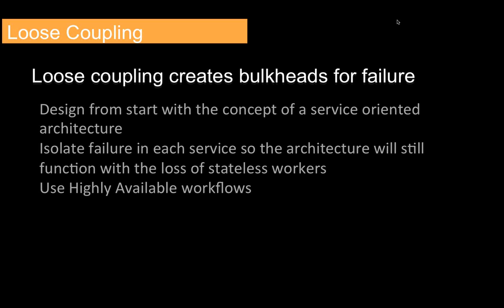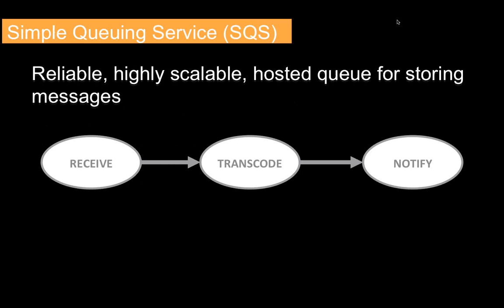So what's an example of this? An example of this is using the Simple Queuing Service. Simple Queuing Service is a reliable, very scalable hosted queue for storing messages. So it is persistent. When you write to the queue, it gets stored in multiple places for you, spread across those availability zones, as we spoke about before, and then can be pulled from on demand.